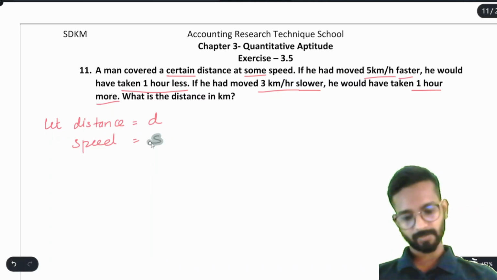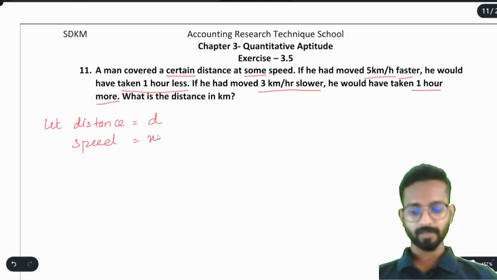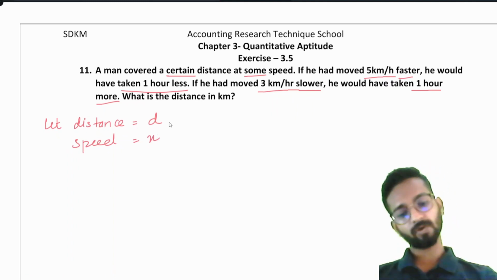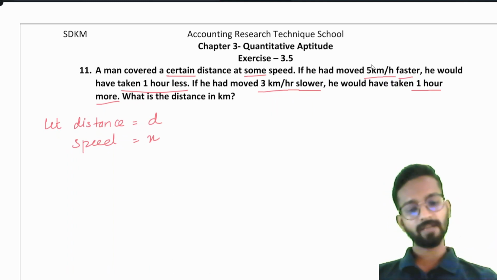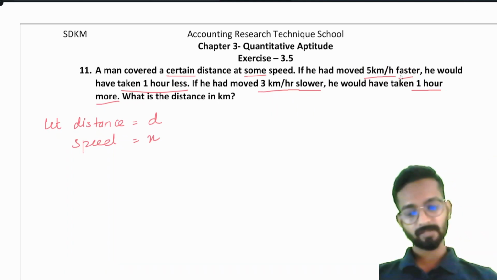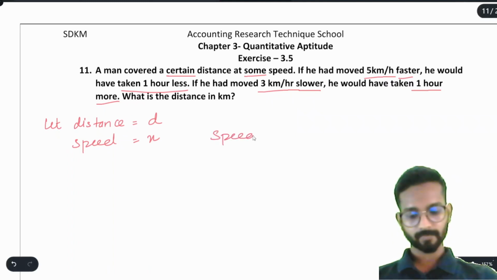Or you can say speed is equal to X. Now, distance is D given, speed is X given. Now what are they saying? If he had moved 5 km per hour faster, if you are increasing your speed, but listen, faster means speed will become X plus 5. He would have taken 1 hour less.